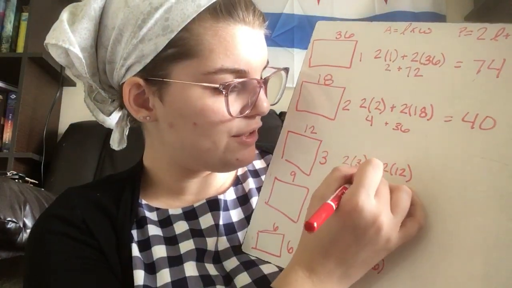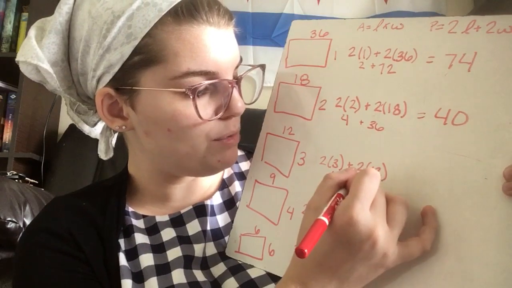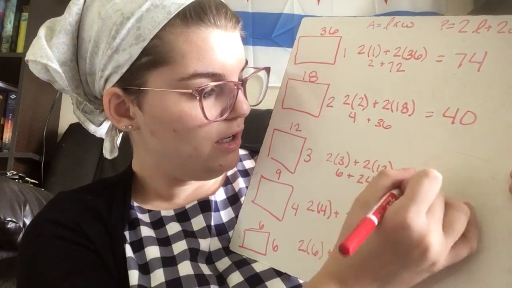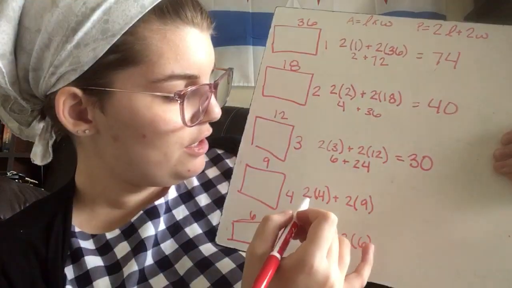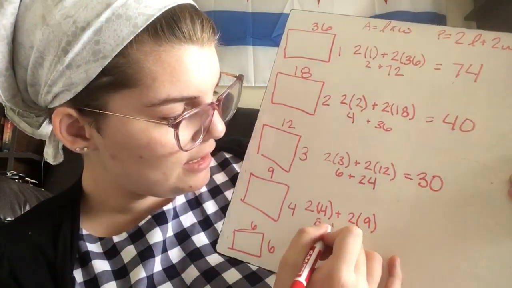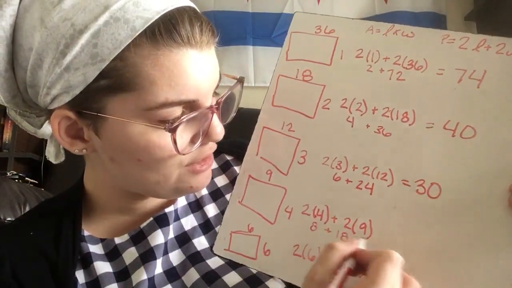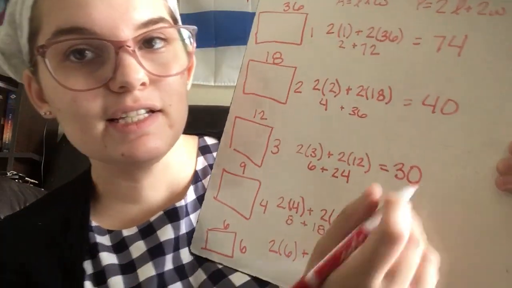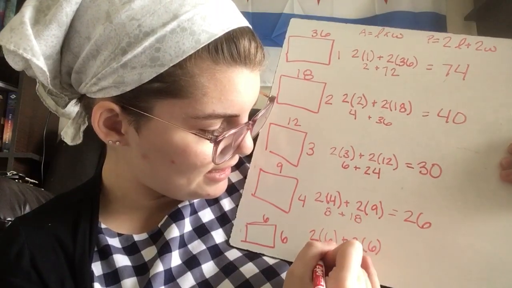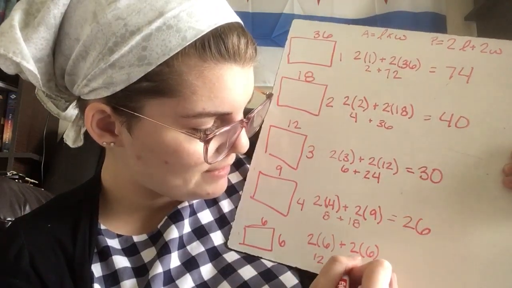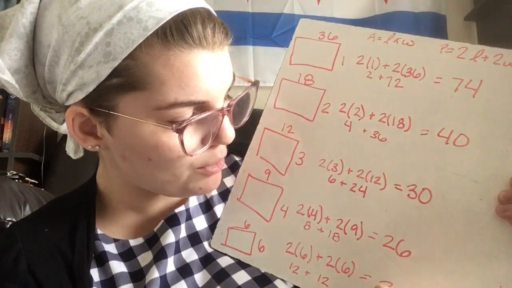We have 2 times 3, which is 6. And 2 times 12, which is 24. 6 plus 24 is 30. 2 times 4 is 8. And then 2 times 9 is 18. So 18 plus 8 is going to be 26. 2 times 6 is 12. And 2 times 6 is 12, which equals 24.